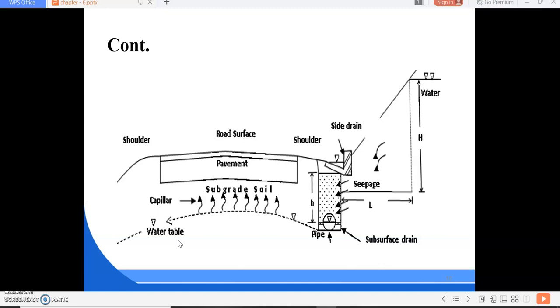Another method of providing capillary cutoff is by inserting an impermeable or a bituminous layer in place of the granular blanket. So these are the various methods to control or to provide subsurface drainage. Okay.